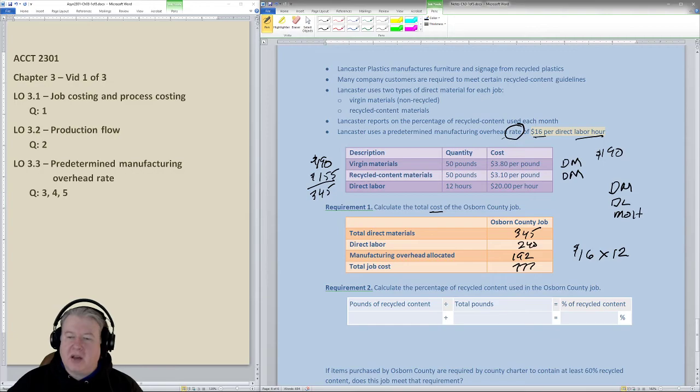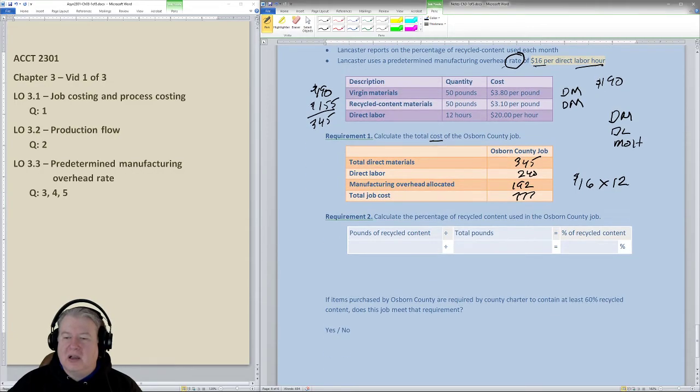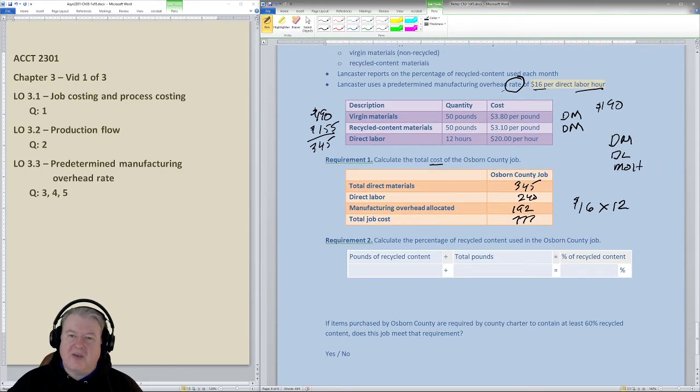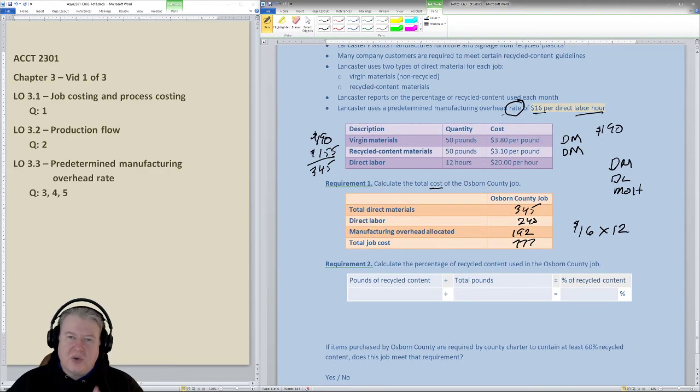And this particular question has an additional little part. Since we divided up into two different types of material, they're trying to get you in the habit of looking at multiple inputs, whether they're materials, labor, or overhead. And this is sort of practice for the next chapter. So how many pounds of recycled content did we use? Well, the recycled content, we used 50 pounds. How many pounds total? Well, it was 50 and 50, so we used 100 pounds. What's that percentage? Well, I chose numbers that were easy, so 50%.